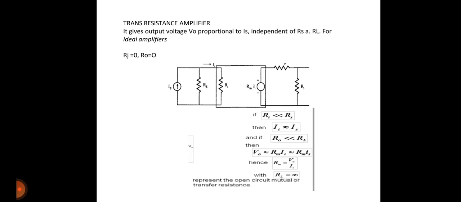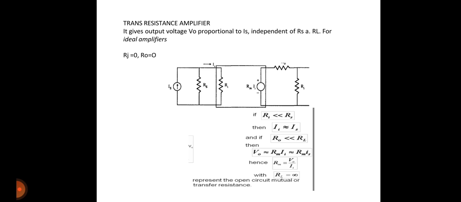Here Rm represents the transresistance. So Rm into Ii is the voltage source, therefore R0 must be connected in series with Rm into Ii. In the same way, Ii will be equal to Is at the input side when Rs is very much greater than Ri. So if Ri is very much lesser than Rs, then Ii is approximately equal to Is. Similarly, when do we say output voltage will be equal to Rm into Ii? When R0 is very much lesser than RL. So in this case we can say V0 is approximately equal to Rm into Ii.